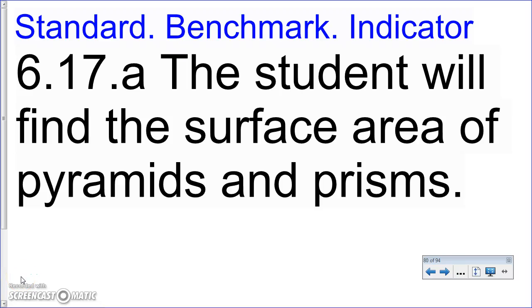Today we are learning about how to find the surface area of three-dimensional objects. So please copy down your SBI at the top of your math notebook. The student will find the surface area of pyramids and prisms.